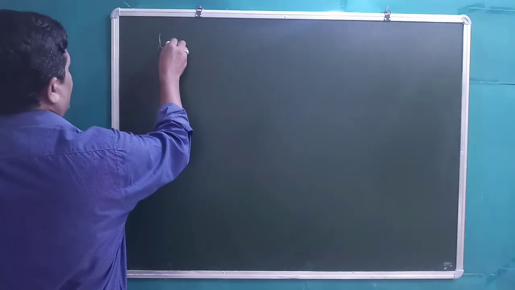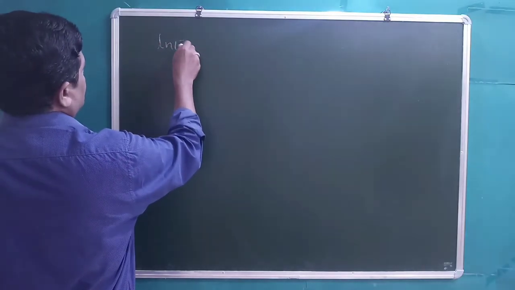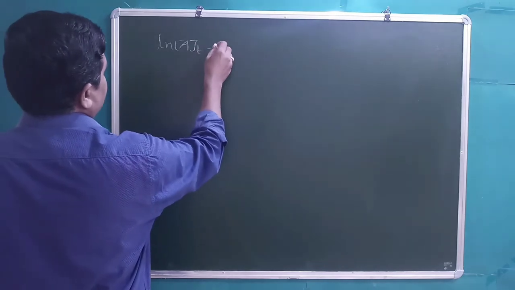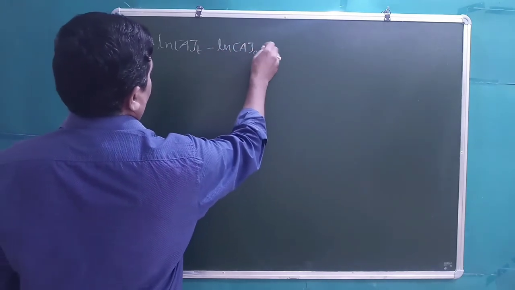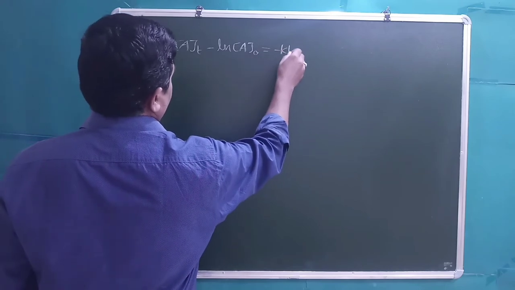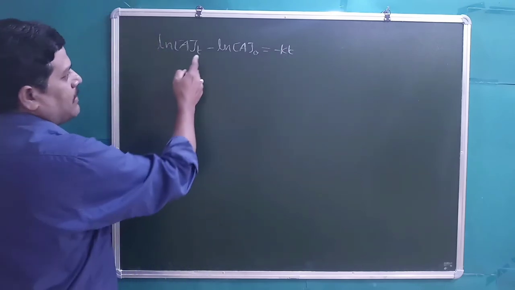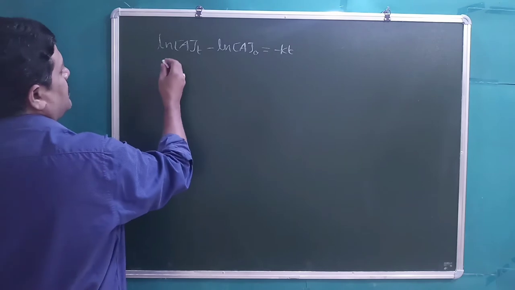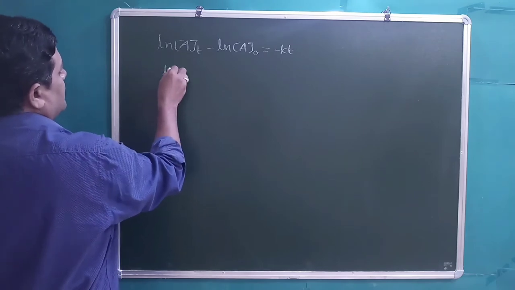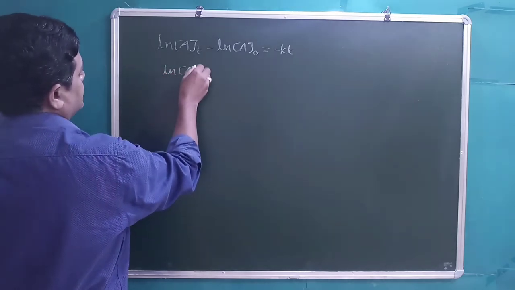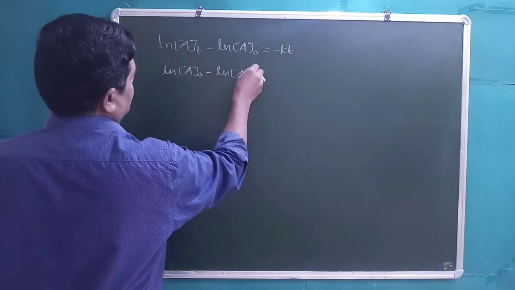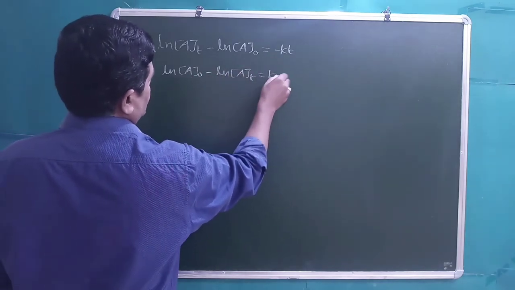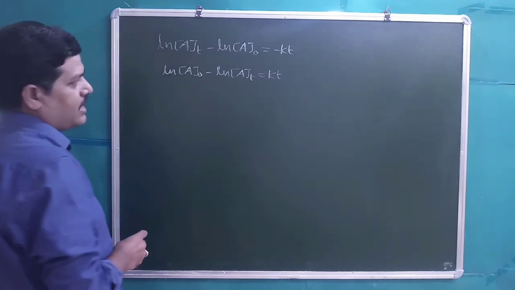We got ln At minus ln A naught is equal to minus kt. When it is multiplied with the minus sign, then we will get ln A naught minus ln At is equal to kt.